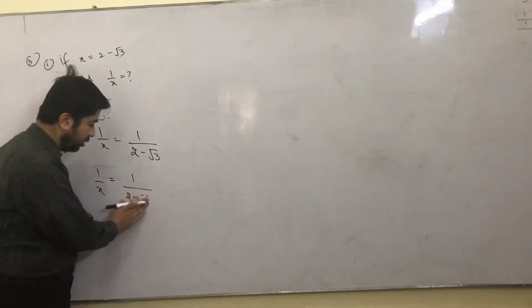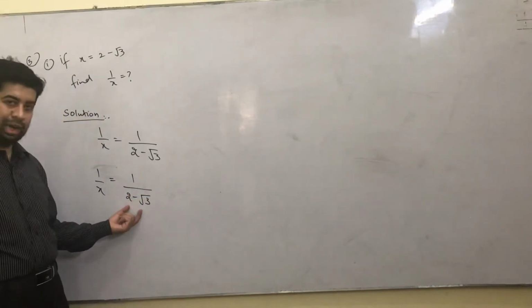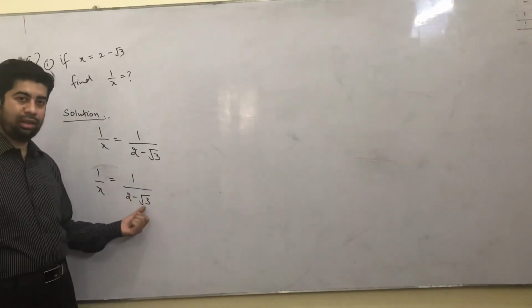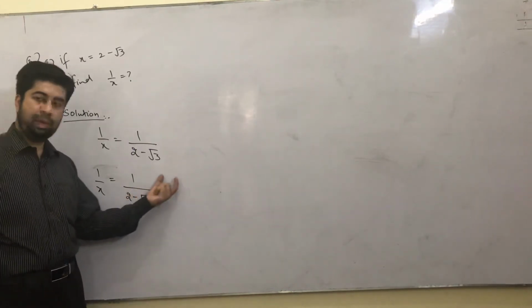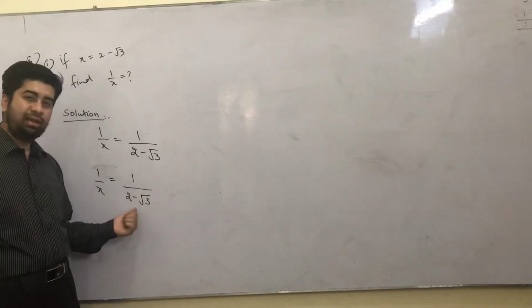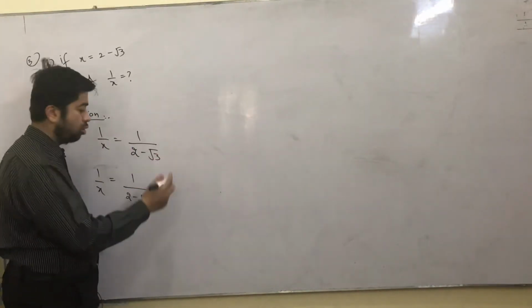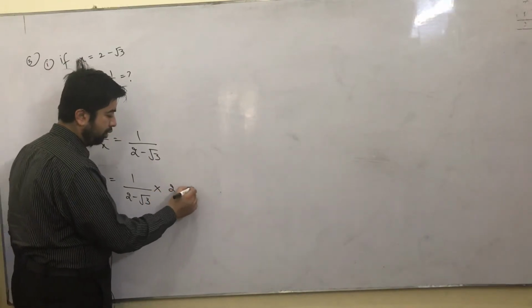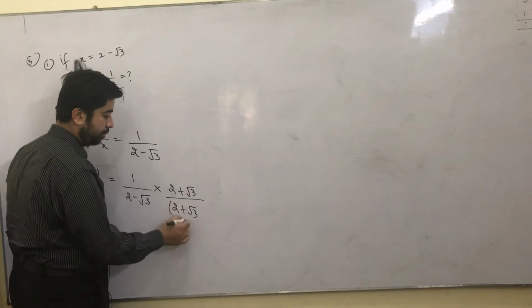How can we make this part rational, as it is irrational? Yes, you got it, we have to multiply and divide with its conjugate. So this is 2 minus square root 3, and its conjugate must be 2 plus square root 3. And in the denominator is 2 plus square root 3.